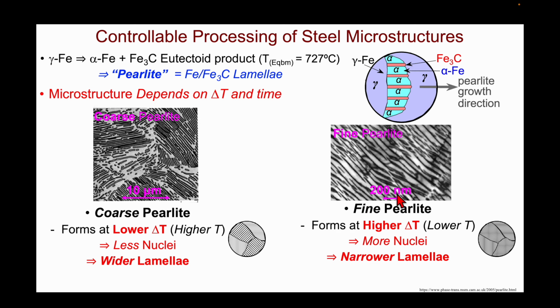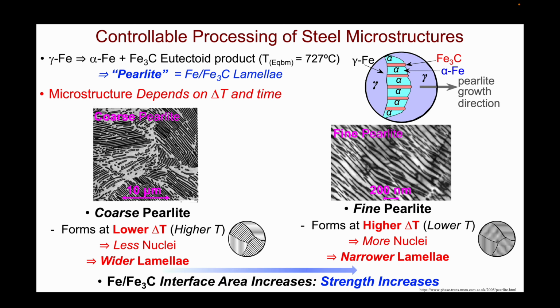Note the scale marker here, just 200 nanometers, compared to this scale marker for coarse pearlite that was 10 microns. Because the interface area between the alpha iron and Fe3C lamellae is much higher in fine pearlites, the blocking of dislocations by cementite is much greater in a fine pearlite, and the strength of the steel increases, going from coarse to fine pearlite.